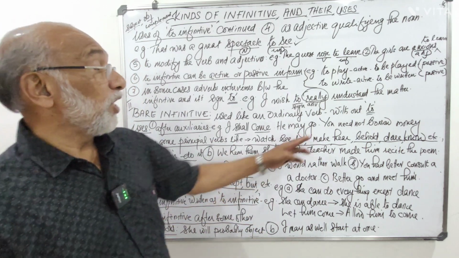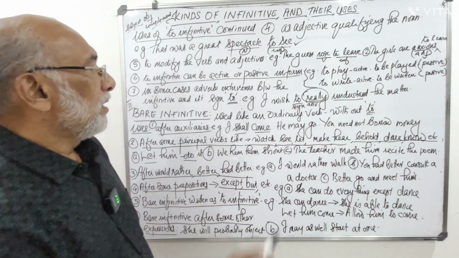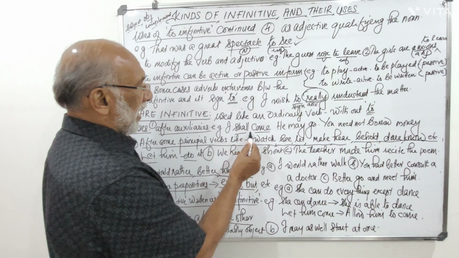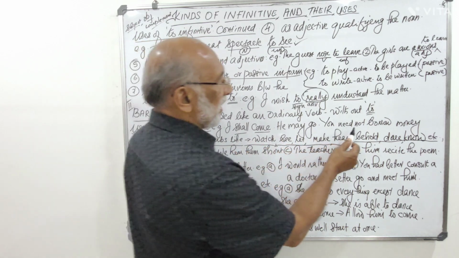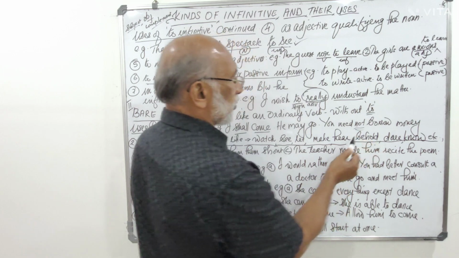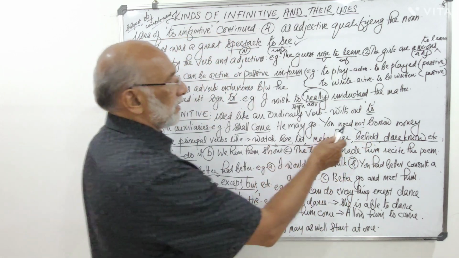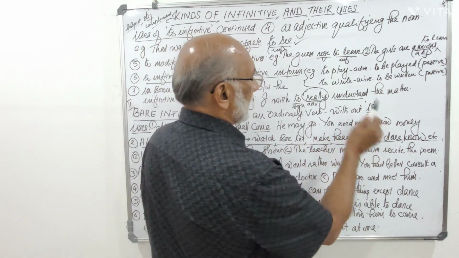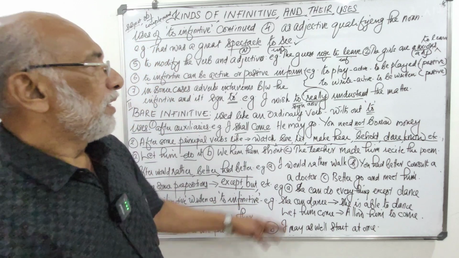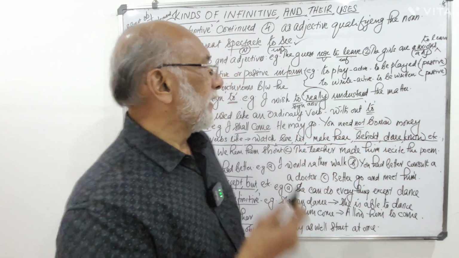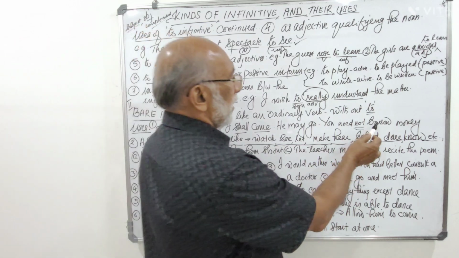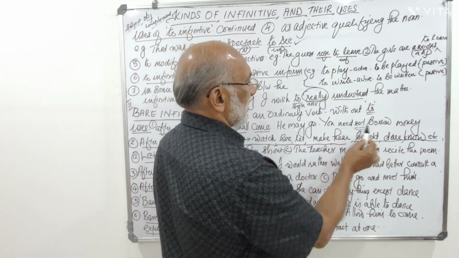No. Or he may to go? No, that's wrong. It is bare infinitive. I shall come. Then he may go. You need not. Here a negative is also there. In that case, it comes between the auxiliary and main verb. Okay, so you need not borrow.